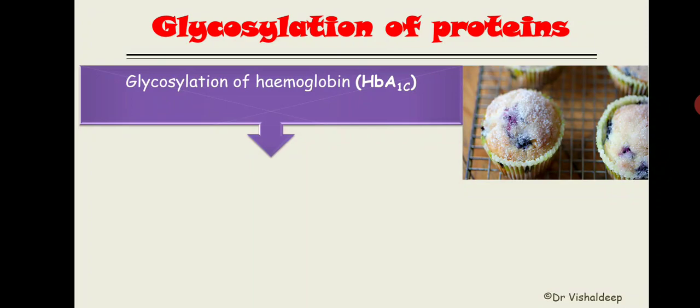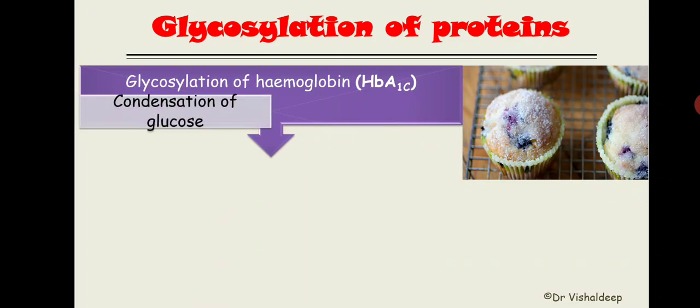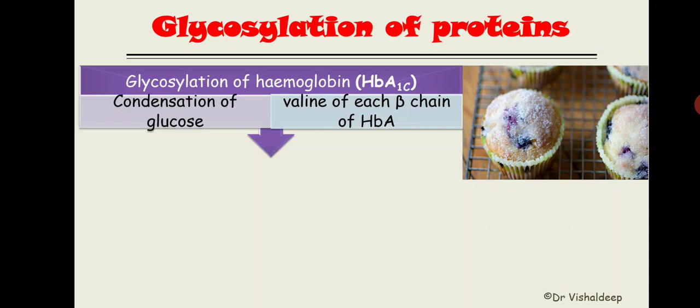Now what happens in glycosylation of the hemoglobin, or HbA1c? Same thing that I mentioned, condensation of the glucose will take place. Now where will this condensation of the glucose take place? You already know the hemoglobin has two components, heme and globin. Now globin is a protein, right? So basically glycosylation of the protein will take place, somewhere inside the globin. So in glycosylation of the hemoglobin, the addition of the glucose will occur in the beta chain, specifically at the valine of each beta chain.